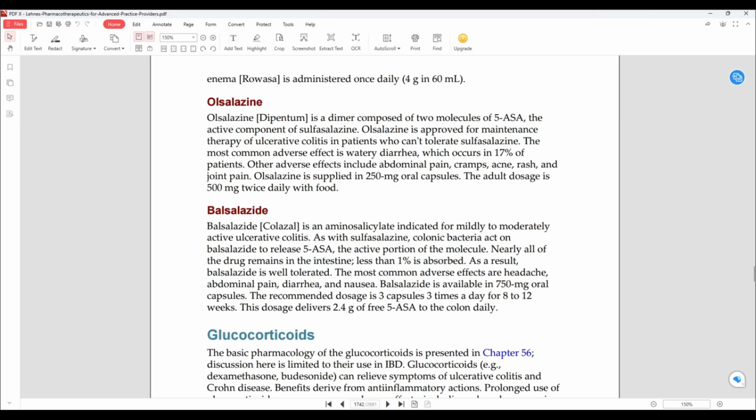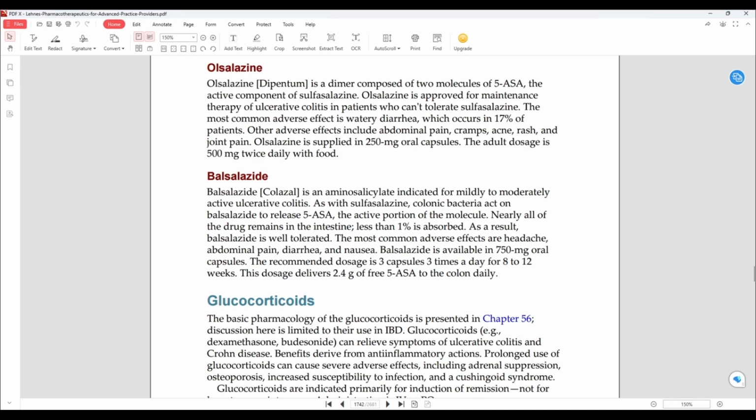Olsalazine. Olsalazine is a dimer composed of two molecules of 5-ASA, the active component once again of sulfasalazine. Olsalazine is approved for the maintenance therapy of ulcerative colitis in patients who can't tolerate sulfasalazine. The most common adverse effect is watery diarrhea, which occurs in 17% of the patients. Other adverse effects include abdominal cramps, pain, acne, rash, and joint pain. Olsalazine is supplied in a 250 milligram capsule, and the adult dosage is 500 milligrams twice a day with food.